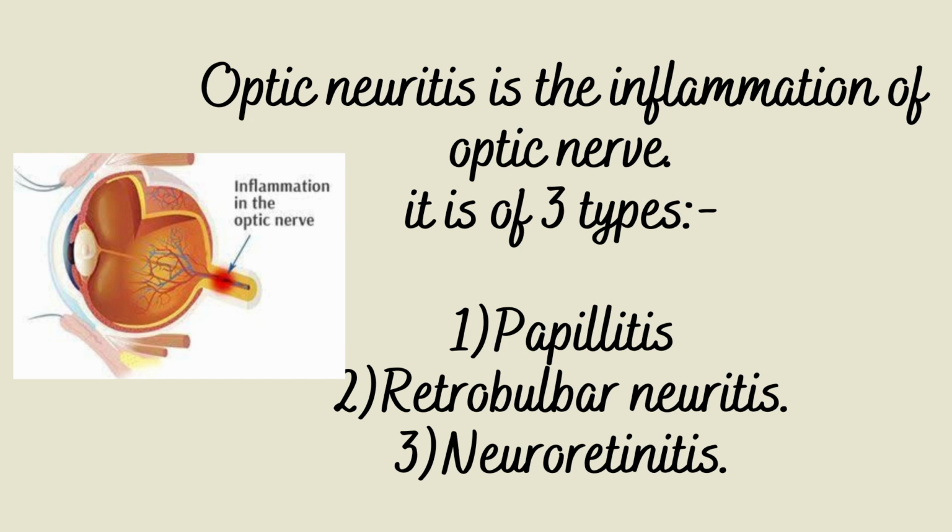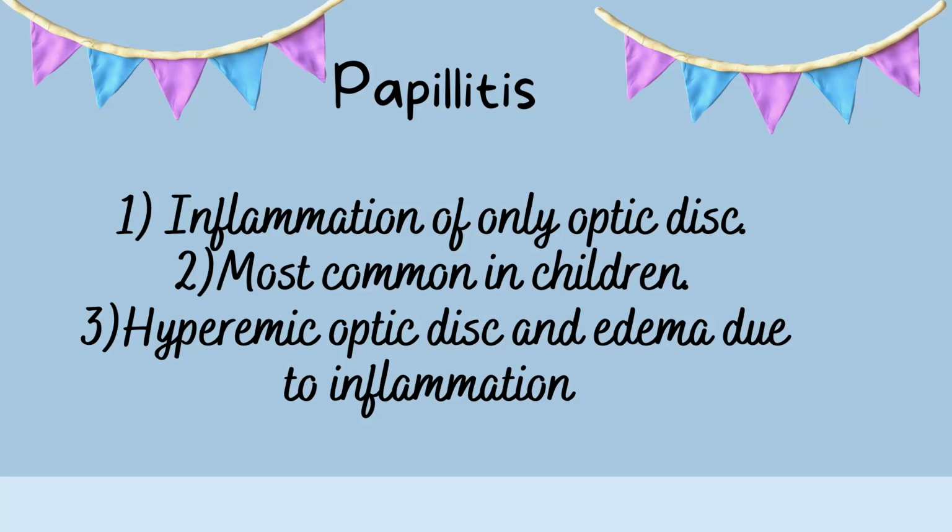Then is neuroretinitis. In neuroretinitis, there is inflammation of the macula and the optic disc. You can see in the picture also that the red part is showing the inflammation in the optic nerve. Now we will discuss all these three types of optic neuritis in detail, one by one. First is papillitis. Papillitis is the inflammation of only the optic disc and it is most commonly seen in children. The optic disc will show edema and it will be hyperemic. Because of inflammation, it will be swollen.